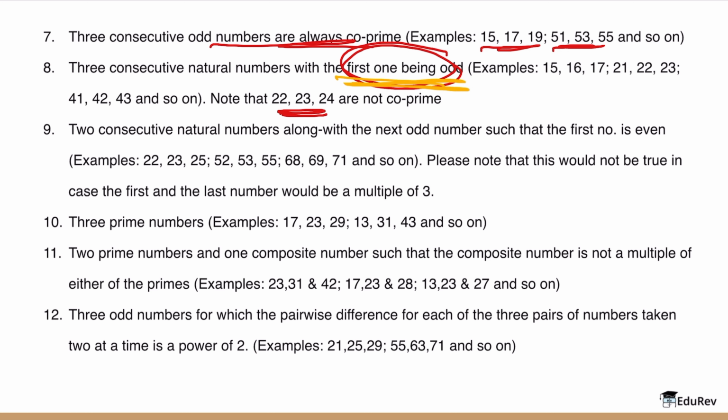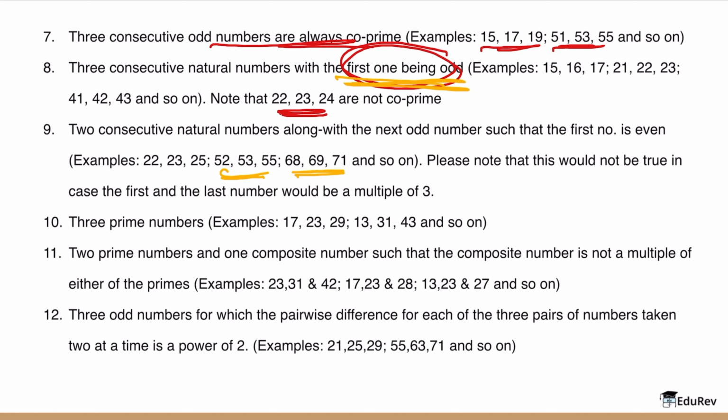Okay. Now 2 consecutive natural numbers along with the next odd number such that the first one is even, these can be your co-prime, like 22, 23 and 25. Then your 52, 53 and 55, and your 68, 69 and 71 and so on. Now you have to note that this would not be true in case the first and last number is a multiple of 3. ठीक है, क्योंकि 3 आ जाएगा ना फिर उनमें.